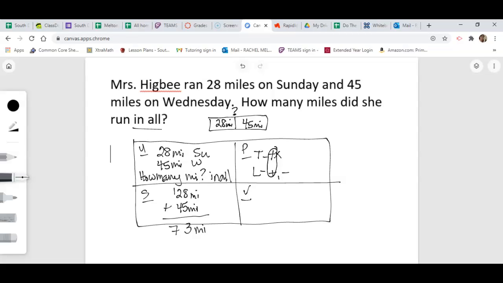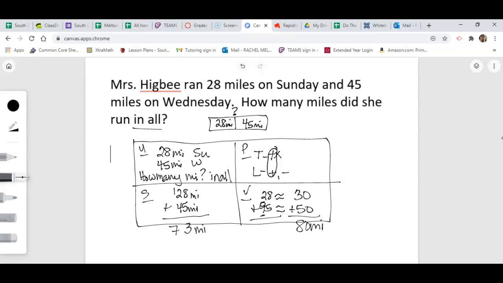So here I need to decide what I want to do in order to check for reasonableness. Perhaps I want to estimate 28 and 45. The highest place value in common is the tens place. So I'm going to round 28 to 30, and I'm going to round 45 to 50, and I add them together, and I get 80.